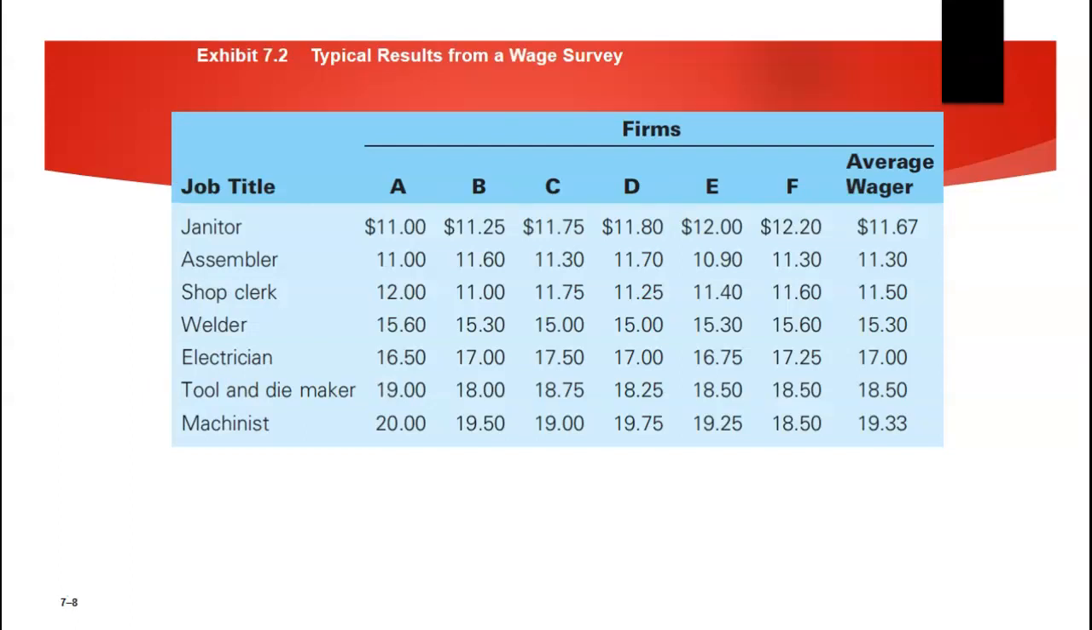So, for example, if we did a wage survey, we might have several employers who go in together to say we're going to see what the average person is making to try to determine for our positions what we should be making. So, for example, we look at the janitor title here. Out of 1, 2, 3, 4, 5, 6 firms, this person is making the least in firm A, they're making the most in firm F. And the average wage is $11.67 an hour.